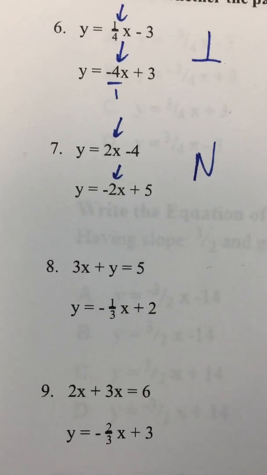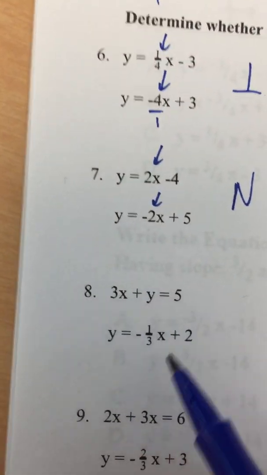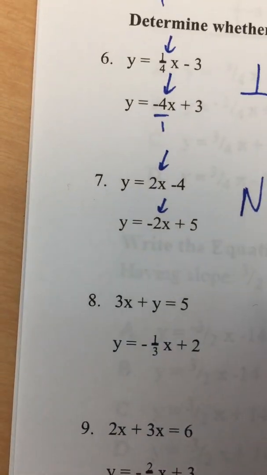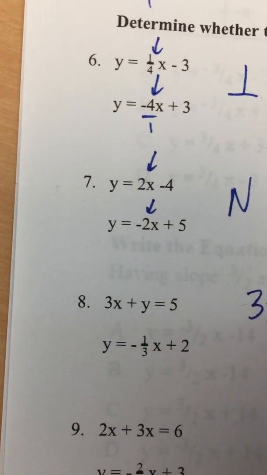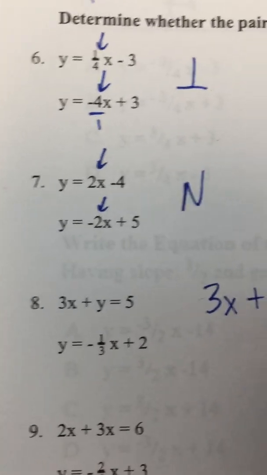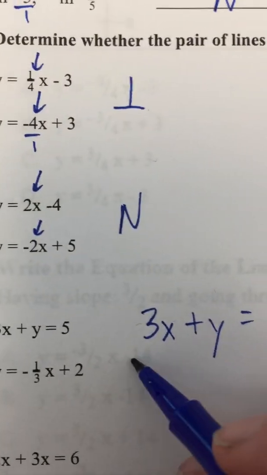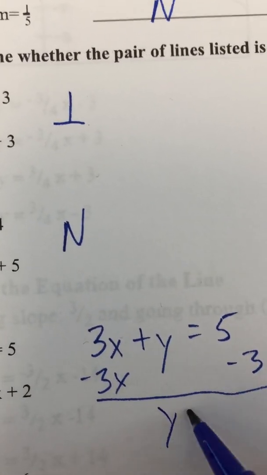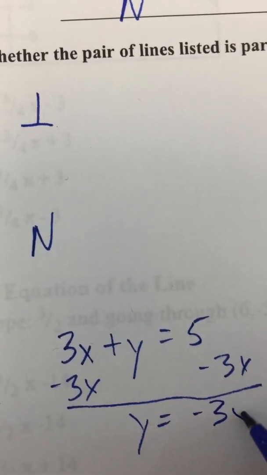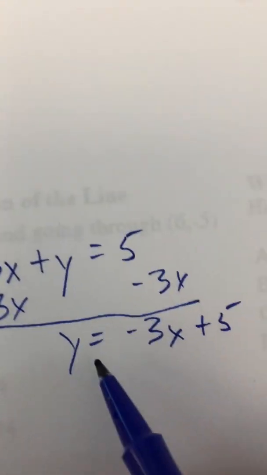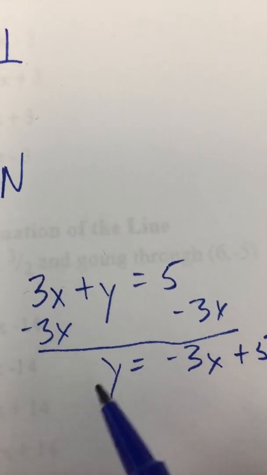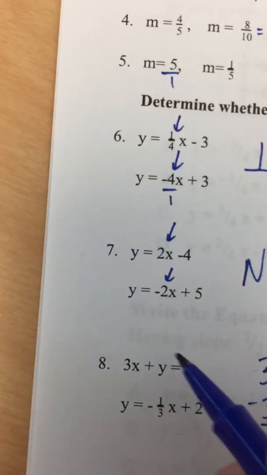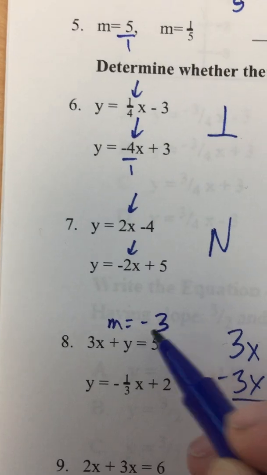Number 8. Did you remember that the first one is not in y equals format, but this one is? So in order to know what the slope of this one is, you're going to have to solve it for y first. So hopefully you thought of that and you've solved it for y. I'm going to go ahead and solve it over here really quickly. So I'm going to subtract 3x on both sides. Rewrite it: y is equal to -3x plus my 5. Is y by itself? Yes, so I am done with this. I don't have to divide anything because there's nothing in front of the y. So my slope is -3. So I'm going to put up here m equals -3 so I can see it.